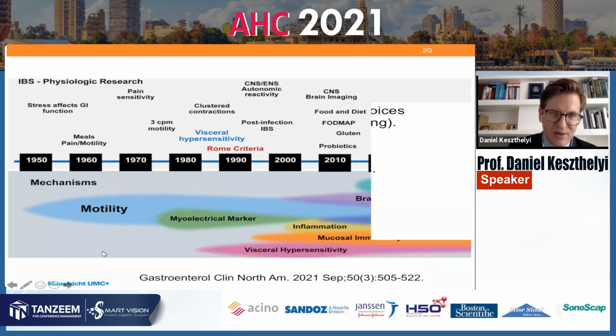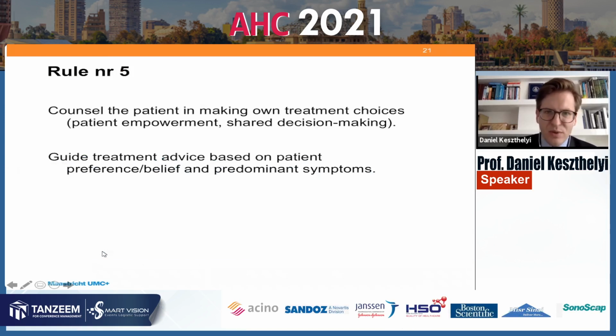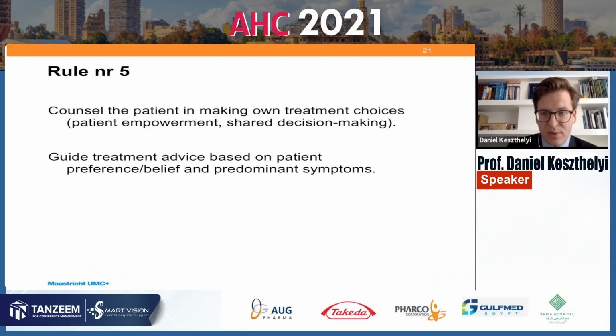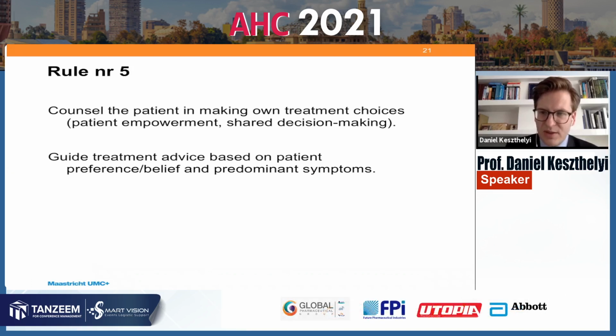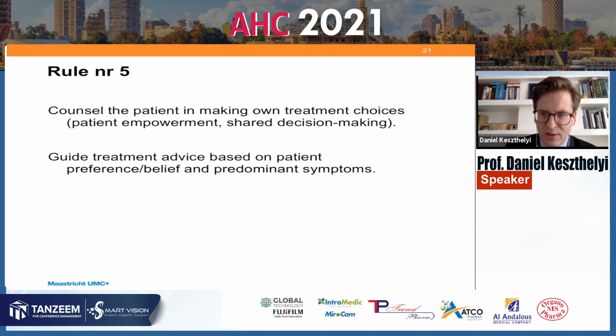pathomechanistic explanation for IBS. And rule number 5 is when you counsel the patient in making their own treatment choices, it's very important to practice the modern terms of patient empowerment and shared decision making, because these will actually make sure that the patient will eventually adhere to a certain therapy. So if you're prescribing a certain medication that the patient just does not feel comfortable with, then obviously he or she will not take it, and it's not going to help.